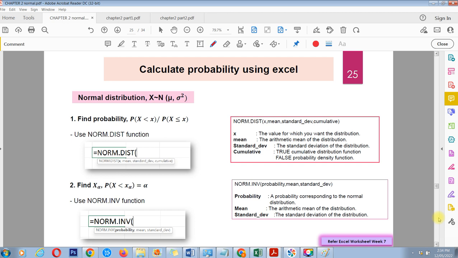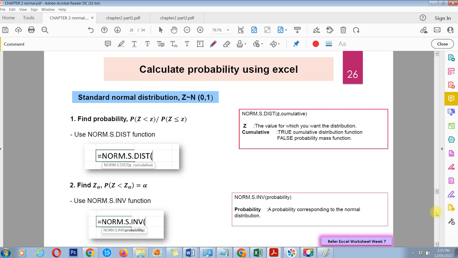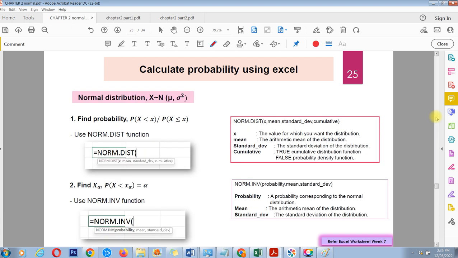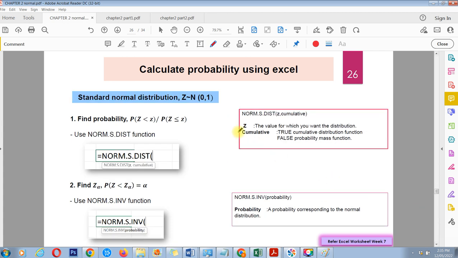Okay, so time for using Excel. For the standard normal, we use this. But for the alpha, z alpha, we use norm.inv. This is norm.dist. For true it is the cumulative distribution function, false is the probability density function. So nothing more. This is the standard normal distribution. This is the normal distribution. For the normal, but for the standard is the blue one here. Standard is norm.s, standard. Okay.